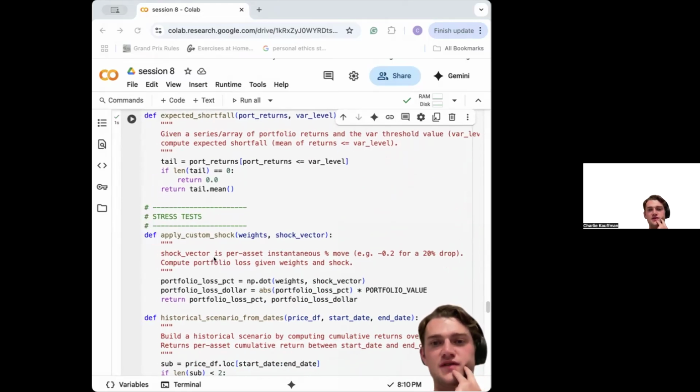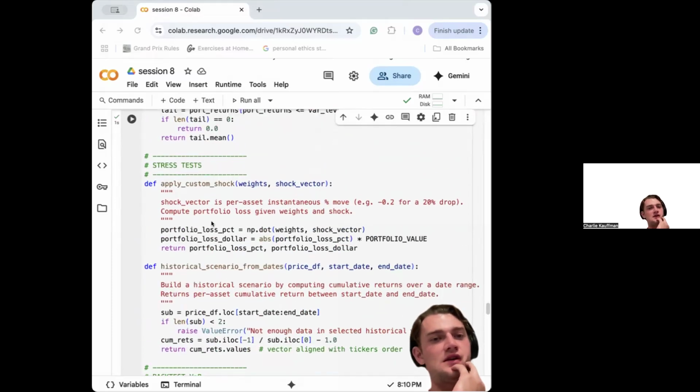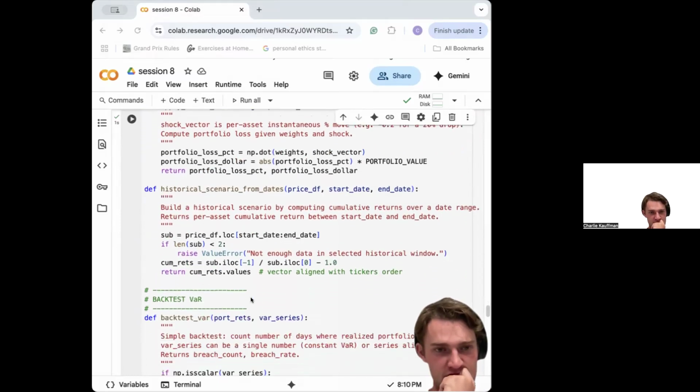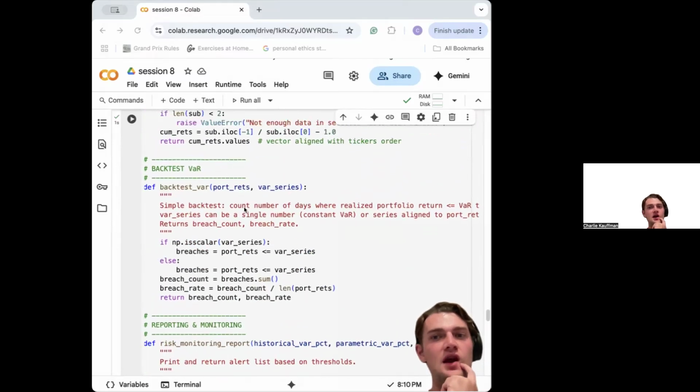For the stress test, this takes a vector of shocks, one per asset, and then computes total portfolio loss. This whole chunk builds shocks from real historical date ranges. Then for backtesting, these lines count how often actual returns fall below our VaR threshold, which is also known as the breach rate here.